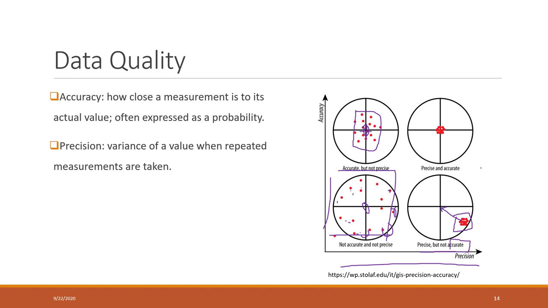So high quality data will have high accuracy and high precision. In this case, it's close to the target and also very consistent, so the variance is very small. Okay, so those are the two measures of data quality.